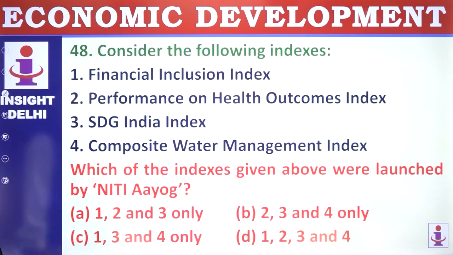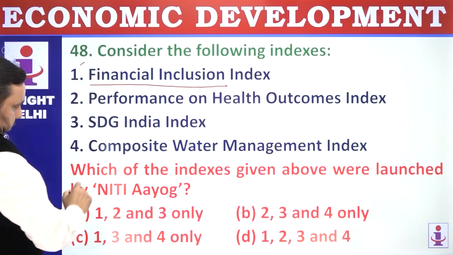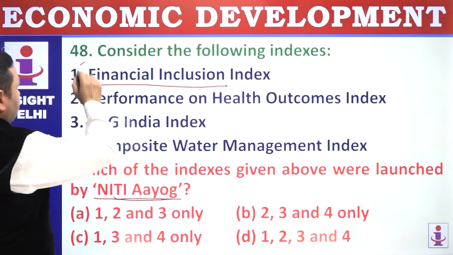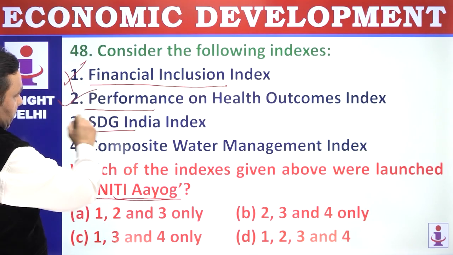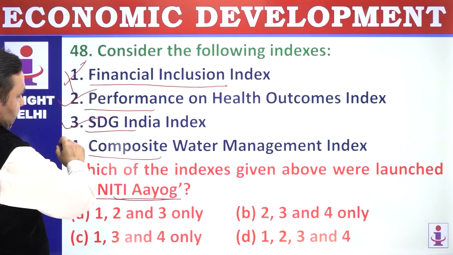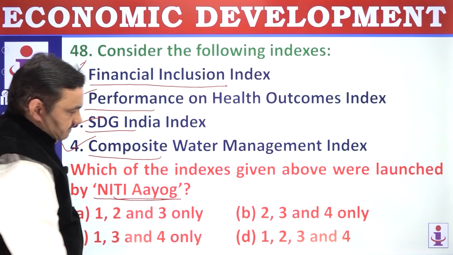Consider the following indices. Financial Inclusion Index: this is by the Ministry of Finance. What we have to see is NITI Aayog. NITI Aayog Index, Performance on Health Index, NITI Aayog SDG India, NITI Aayog Composite Water Management. So 1 is wrong, 2, 3, 4 are correct. Option is B.